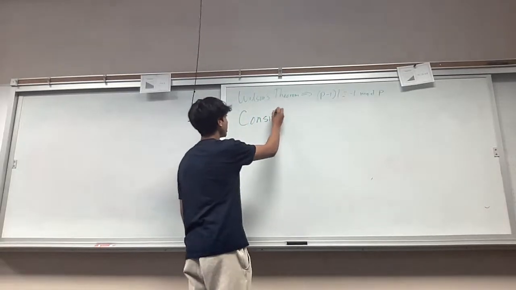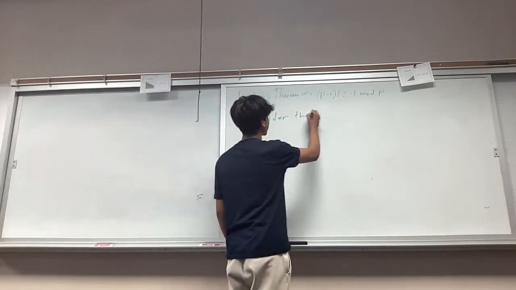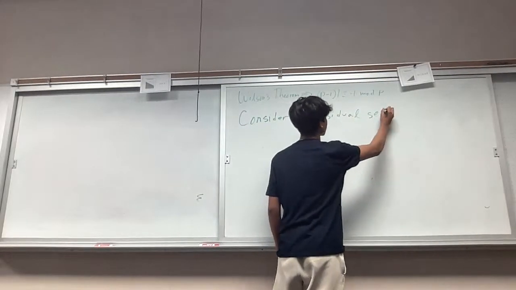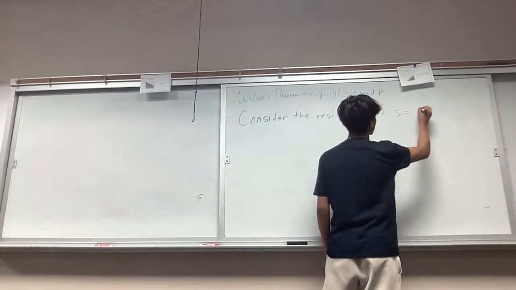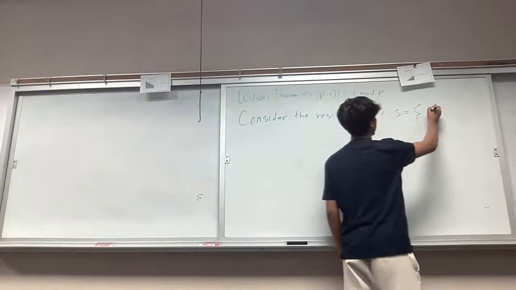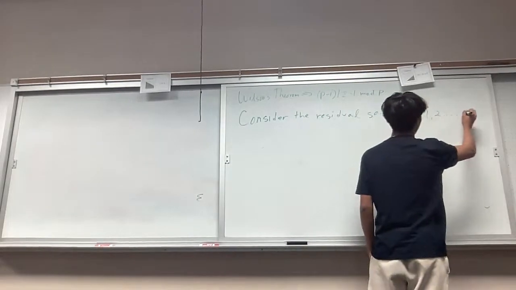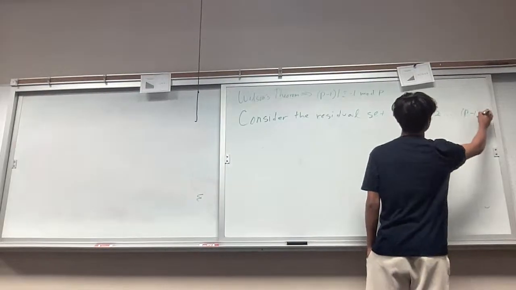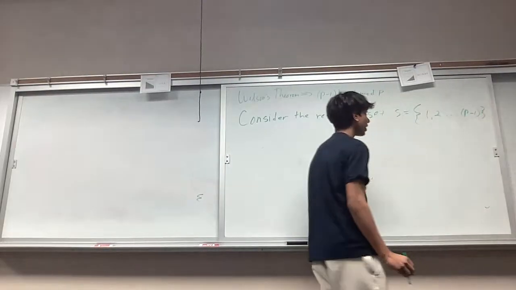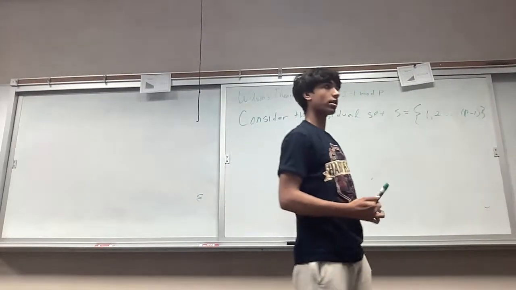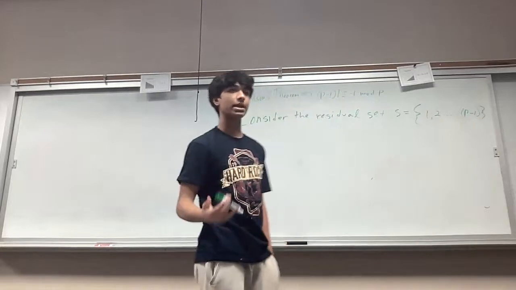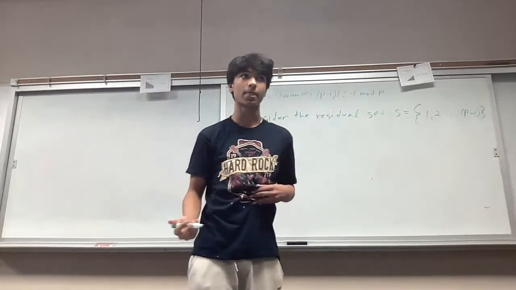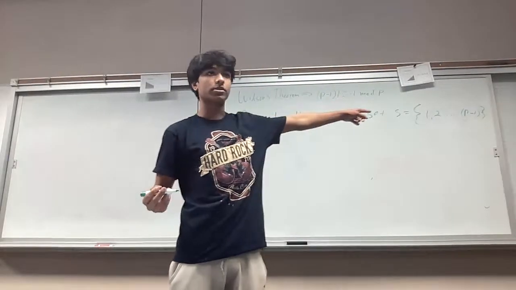All right. Consider the residual set S that contains all the integers from 1 to p minus 1. Okay. These are the residuals in mod p. What does that mean? That means for any integer out there, if you were to take it modulo p, it's going to be one of those numbers, right?